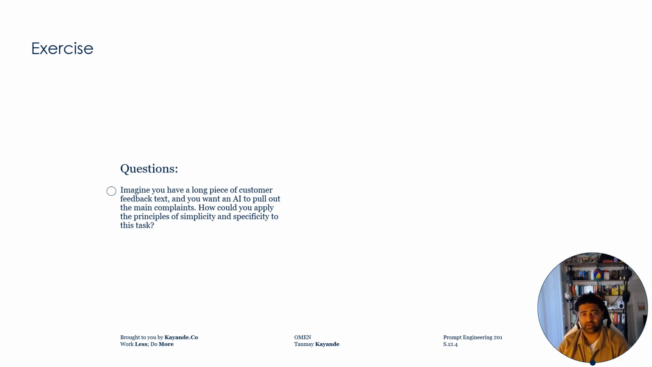Let's do a quick check. Imagine you have a long piece of customer feedback data, and you want the AI to pull out the main complaints. How would you apply the principles of simplicity and specificity to this task? I'll give you a few seconds to think about this.